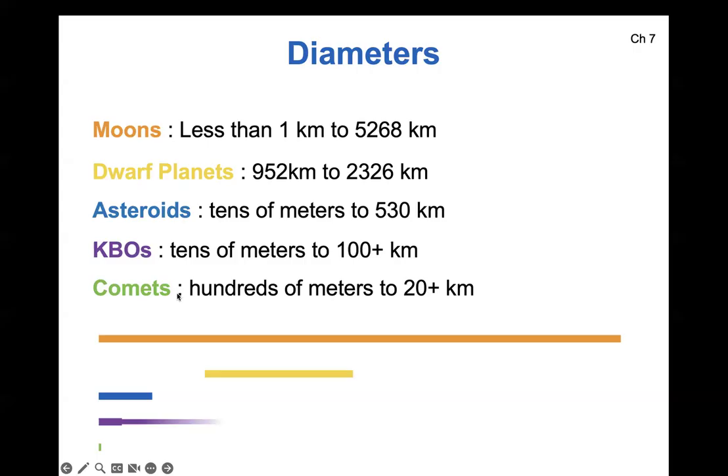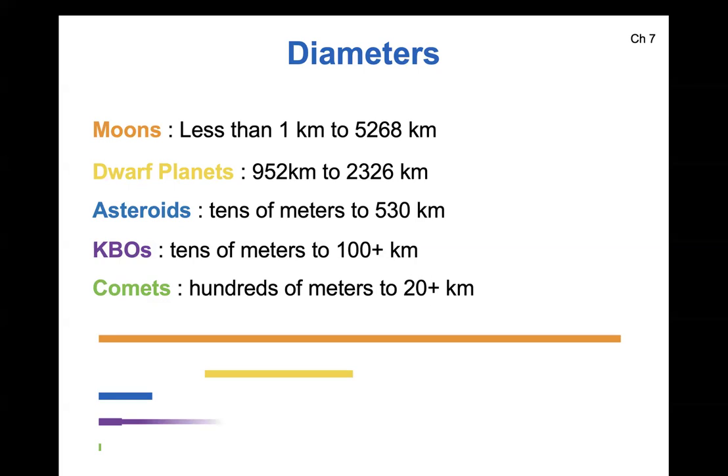Comets, finally, which we are talking about the least. We will save most of our comet discussion for another chapter. They range from hundreds of meters, which is kind of interesting because I think you could say that they can be smaller, to 20 plus kilometers.